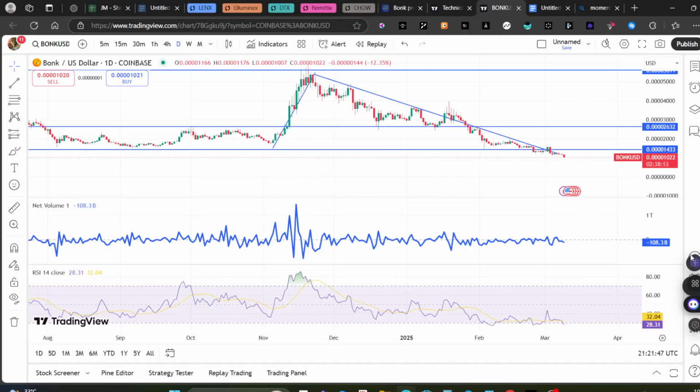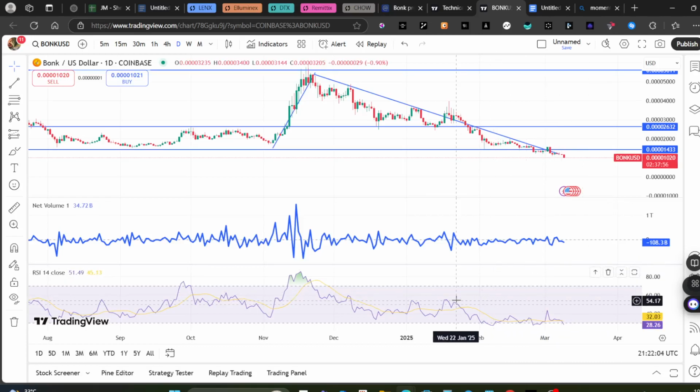Now, before we wrap things up, here are a few tips for using the net volume indicator effectively. First of all, do not rely on it alone. While it is a powerful tool, the net volume indicator works best when combined with other technical indicators, chart patterns, or fundamental analysis. Secondly, always look for confirmation.